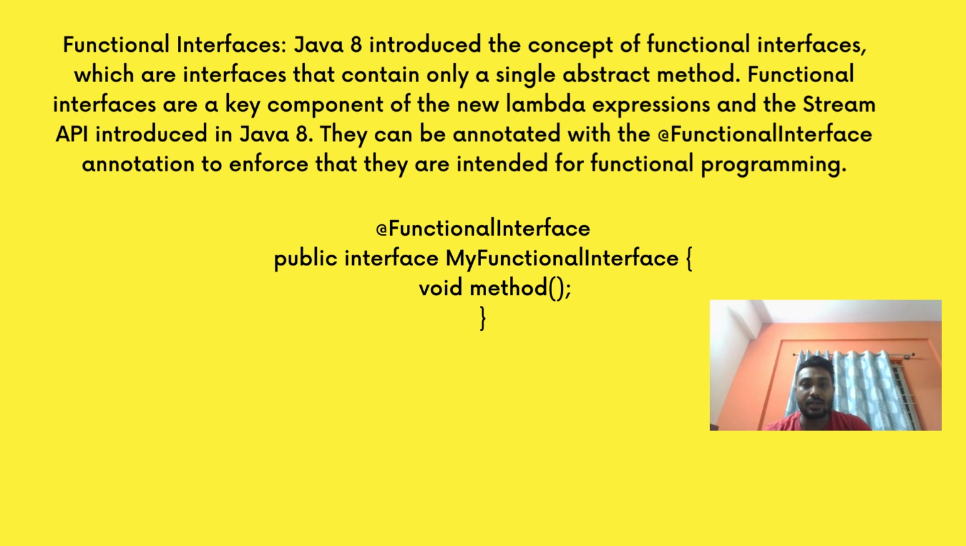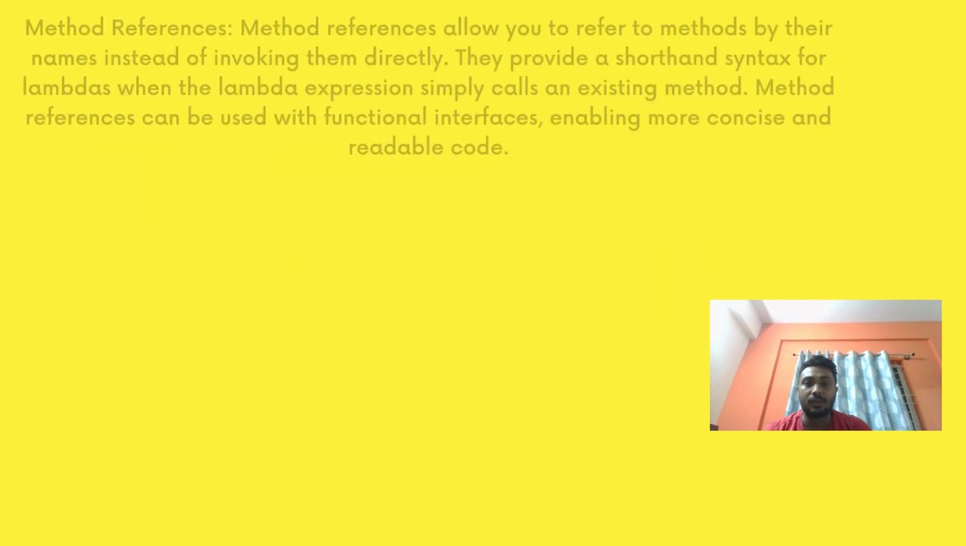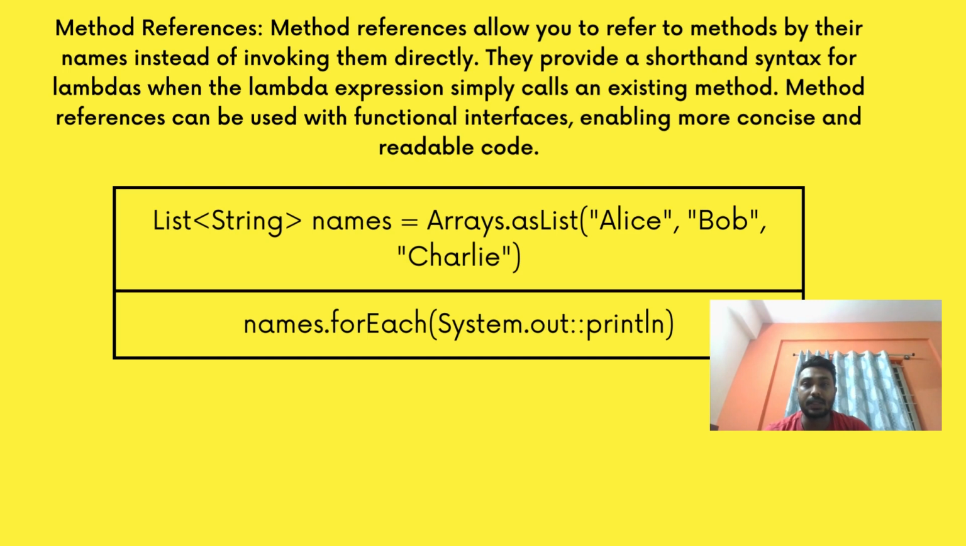So Java 8 introduced the concept of functional interfaces, which are interfaces that contain only a single abstract method, whereas method references allow you to refer to methods by their names instead of invoking them directly. They provide a shorthand syntax for lambdas when the expression simply calls an existing method.